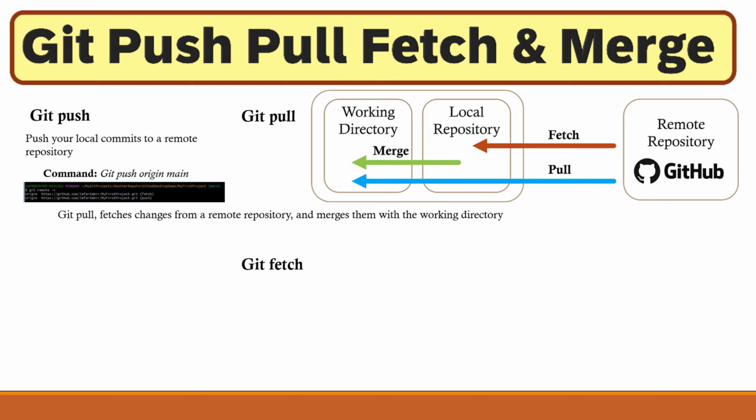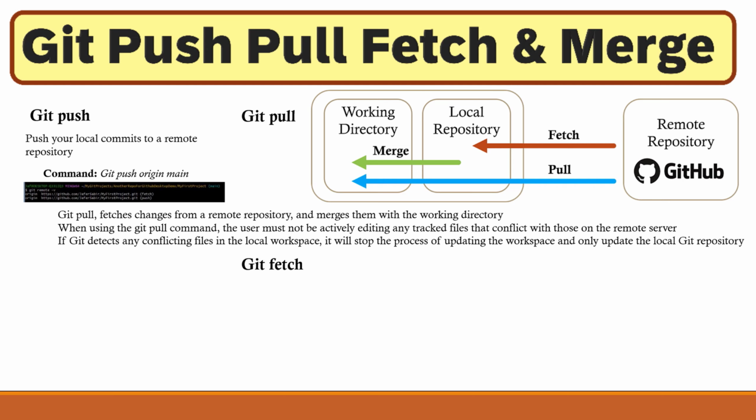Just to bear in mind, however, when using the git pull command, the user must not be editing any tracked files that conflict with those on the remote server, as if Git detects any conflicting files in the local workspace, it will stop the process of updating the workspace and only update the local repository. So in effect, it will only do a git fetch.